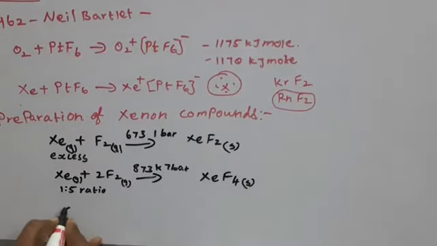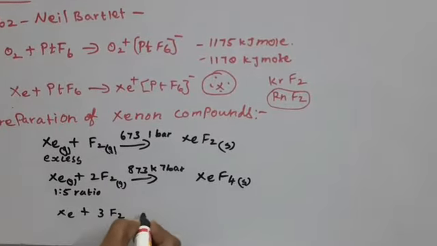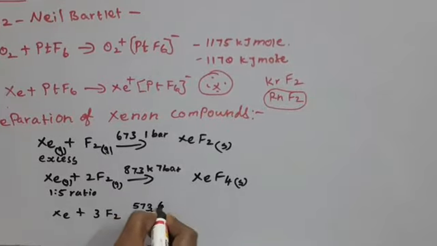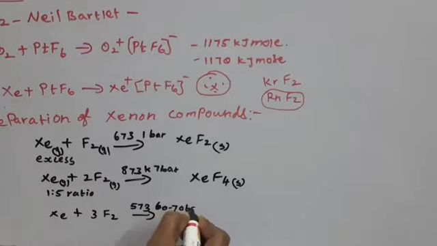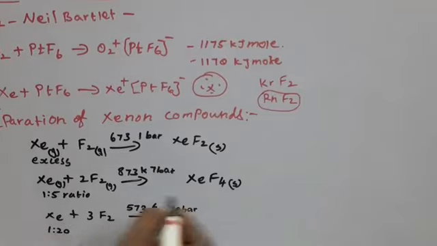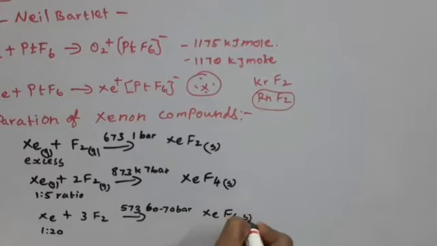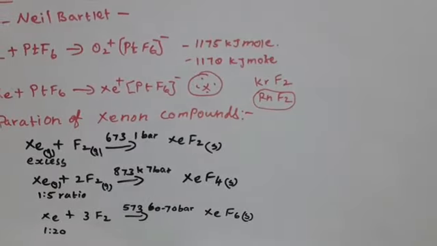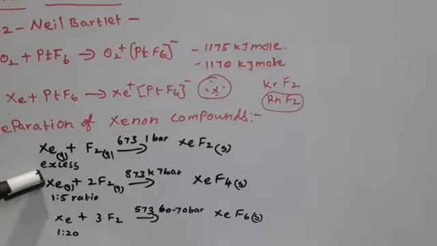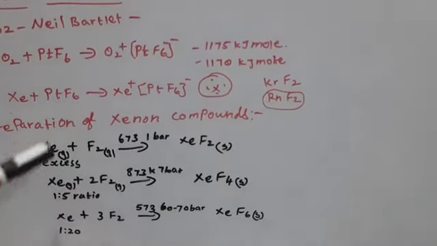And xenon reacts with F2 in the range of 573 Kelvin and 60 to 70 bar pressure. Now the ratio is 1:20. So he got xenon hexafluoride solid. This is the preparation of xenon compounds. The experimental temperature and bar pressure are very important, you have to write them.